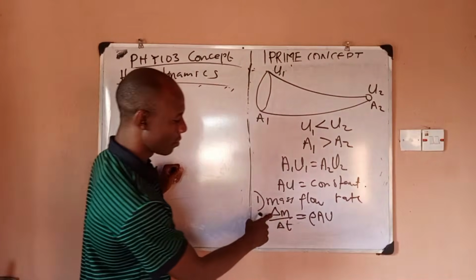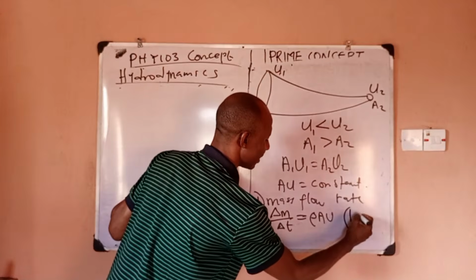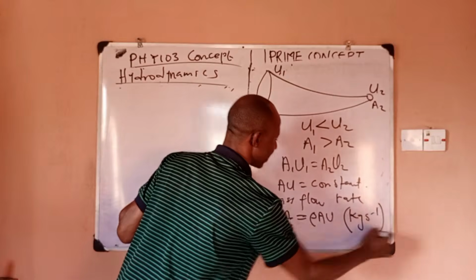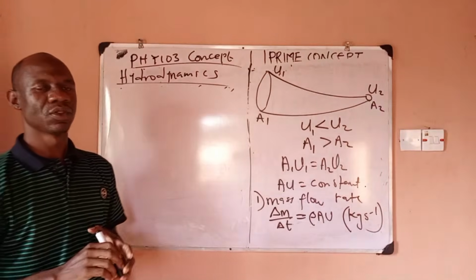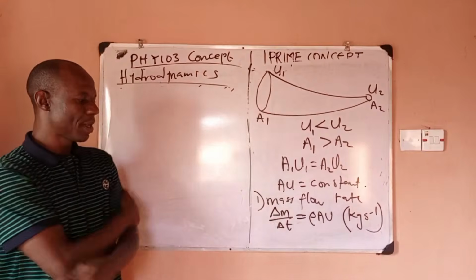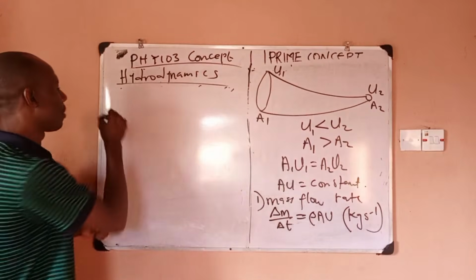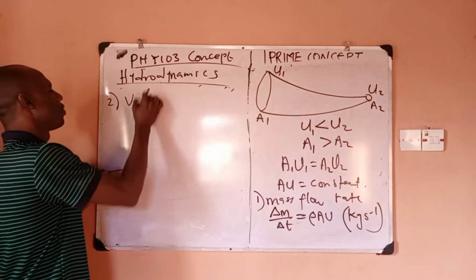What is the unit of mass flow rate? The unit is kilogram per second. That is what you need to know. Kilogram per what? Second.